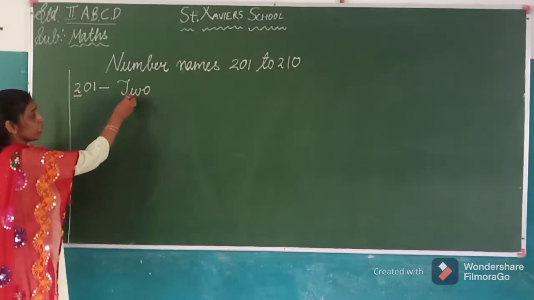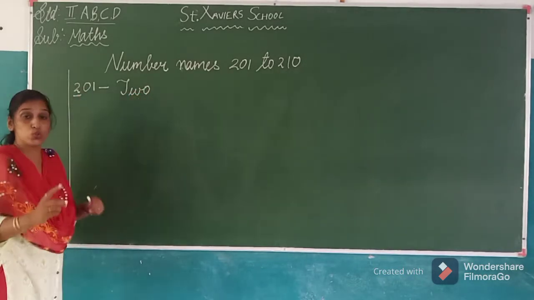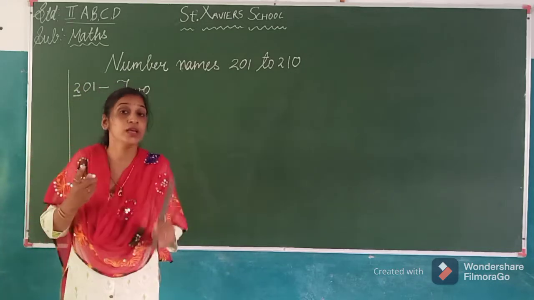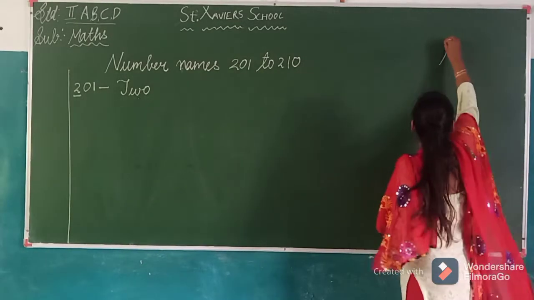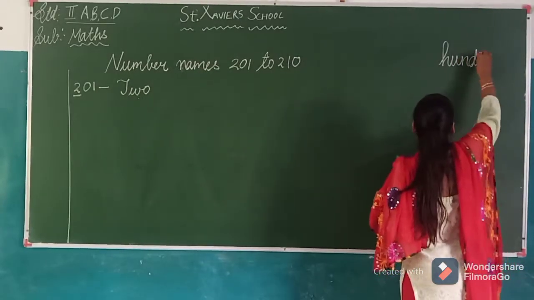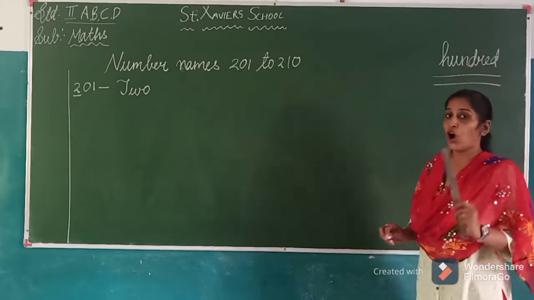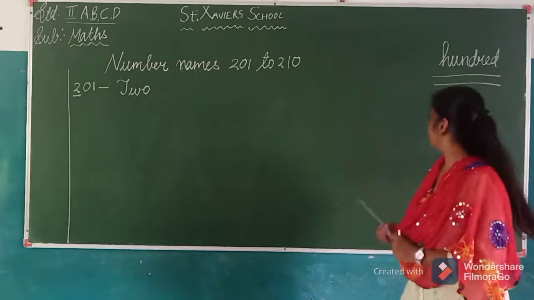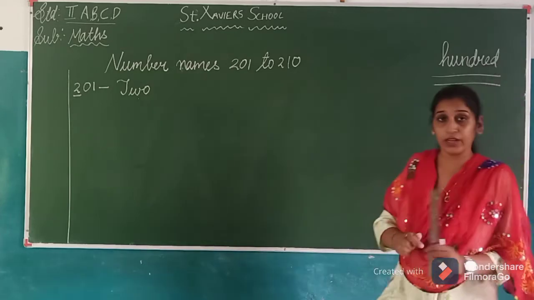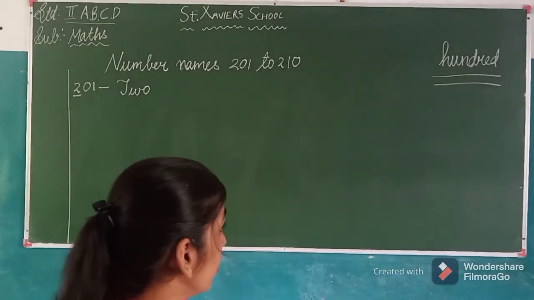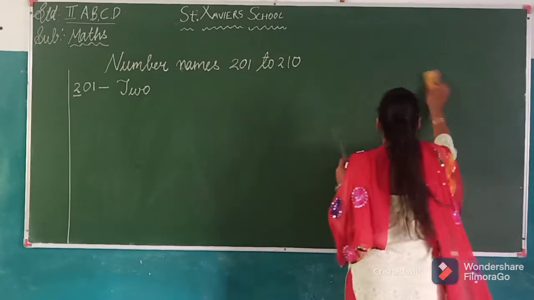2 की स्पेलिंग क्या होती है? T-W-O, 2. 2 की स्पेलिंग 2 लिखी. 200. As I told you, what is the spelling of 100? H-U-N-D-R-E-D, 100. ये स्पेलिंग हमको लर्न करनी ही है और I hope आपको लर्न हो भी गई होगी. Shall I rub this? Otherwise, you'll get confused. No need to write this. I just explained to you the spelling of 100.